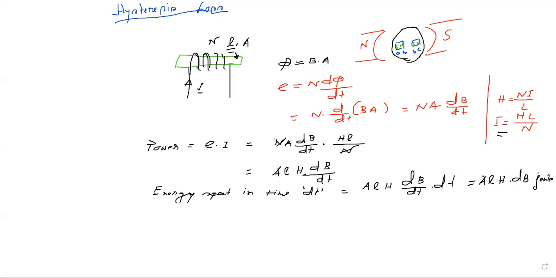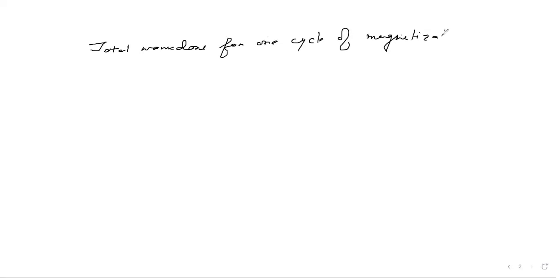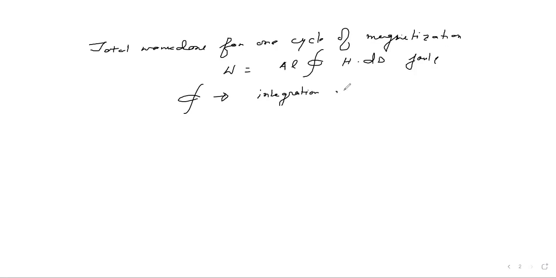So this is the energy spent in time dt. Now we want to find the total work done for one cycle of magnetization, corresponding to the hysteresis loop. That can be represented as work done is equal to A L integration of H into dB, and the unit is joule. And what does this integration denote? That integration is over one cycle of magnetization.